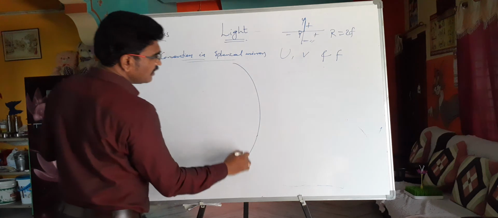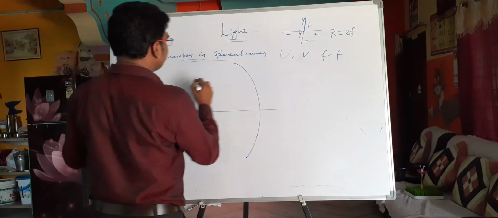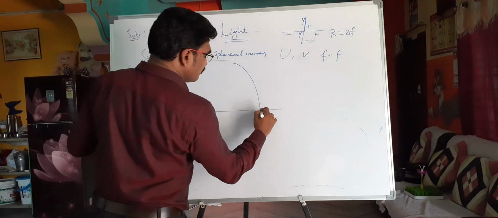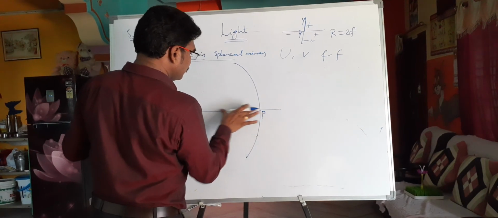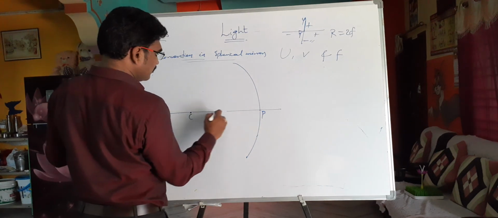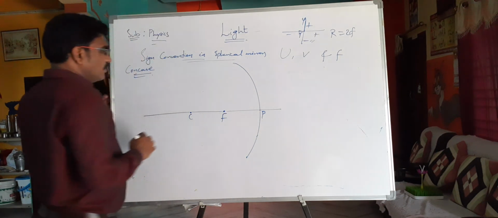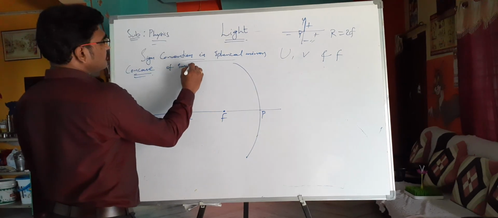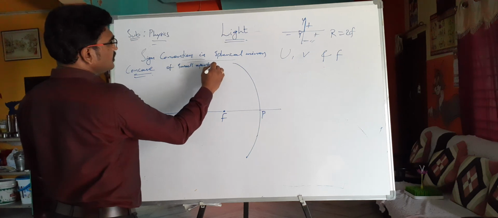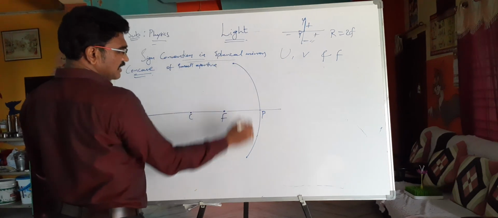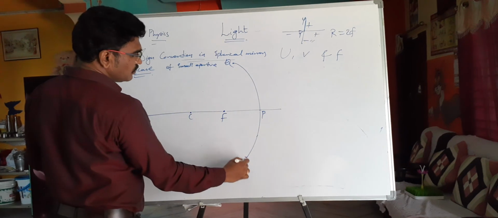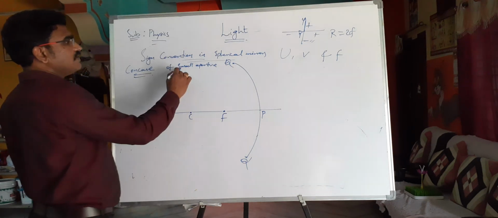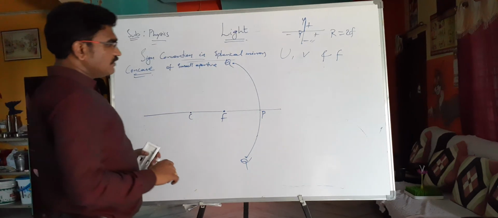Here you take a concave mirror. Now again this is the pole. Here I have taken a concave mirror of small aperture. This is very important: small aperture. Aperture means this is one end point and this is another end point. If I take this as Q and this as Q dash, the distance between Q and Q dash is nothing but the aperture. I have taken a very small aperture. That is the condition we have to take.